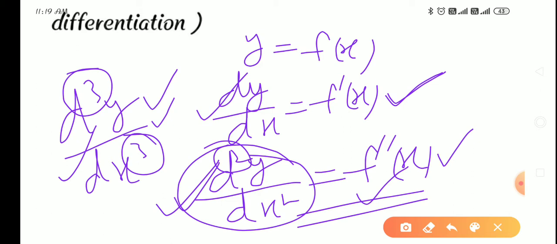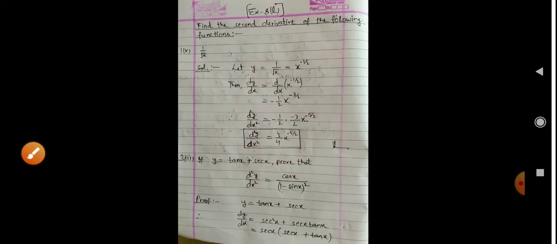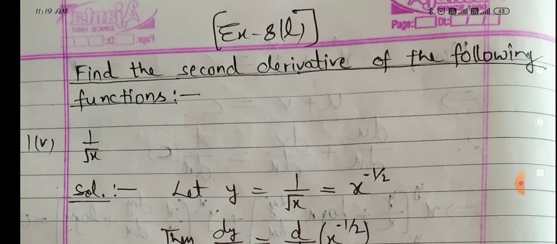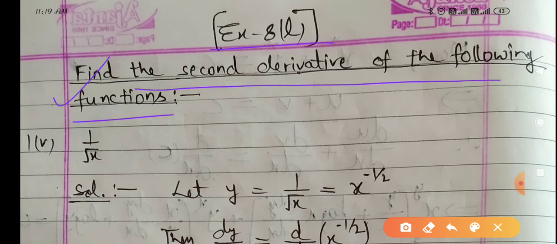Now I am going to take some questions from the exercise so that you can understand how we can find the second derivative of the given function. So you see here, you can see here 8L exercise I have written. Find the second derivative of the following functions. Some functions are given. You have to find second derivative. First question, fifth part I am taking. I think 7 parts are there. Fifth part I am taking.